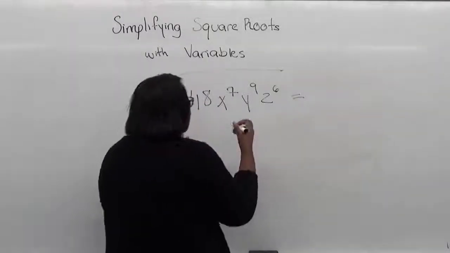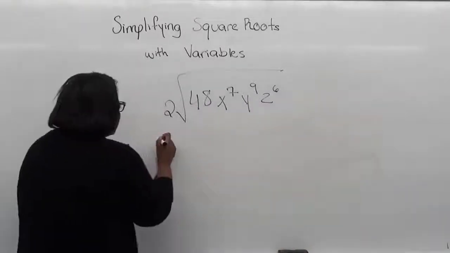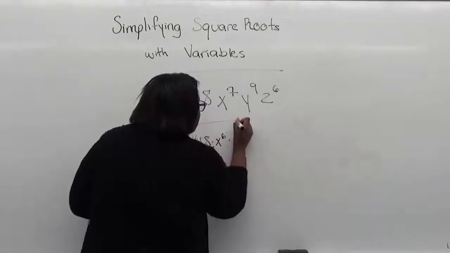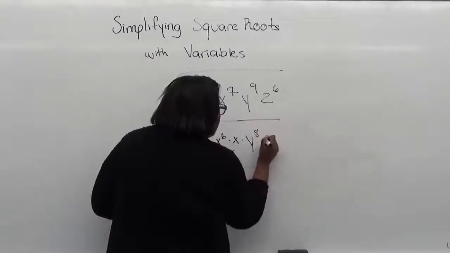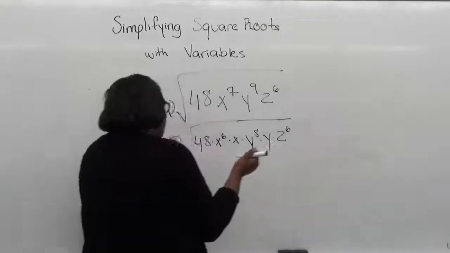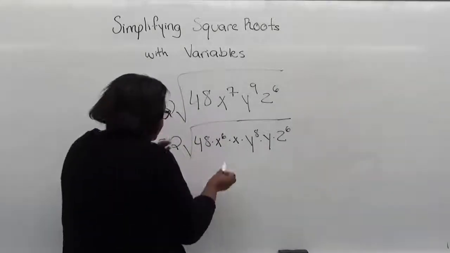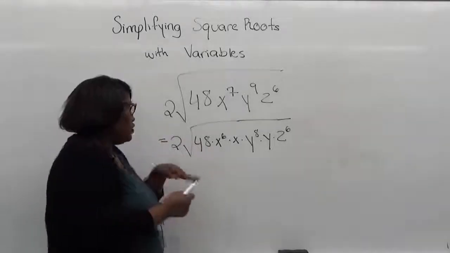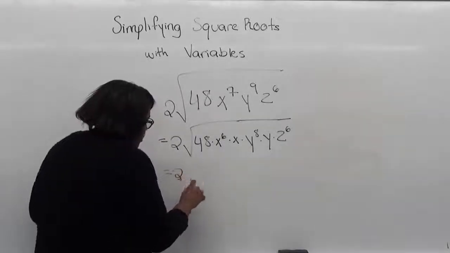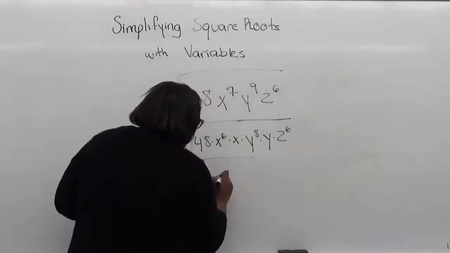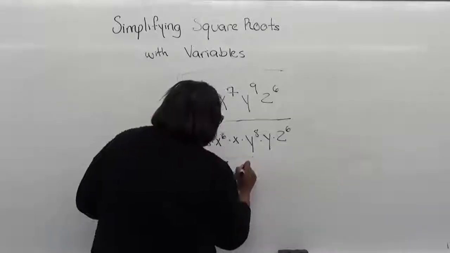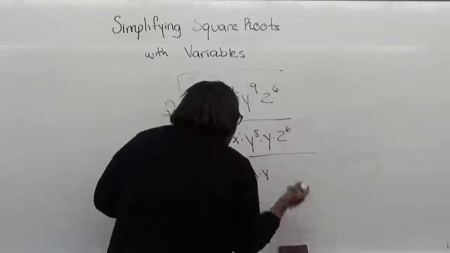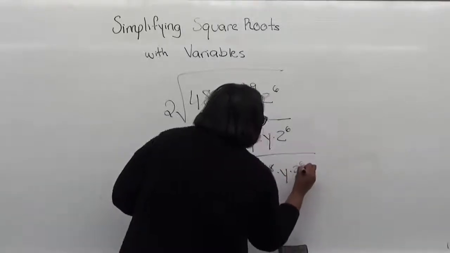So we're going to rewrite this entire expression as 2 times the square root of 48 times x to the 6th times x times y to the 8 times y times z to the 6th. Again, now take the square root of each term. 48 is not a perfect square, but we know that a factor of 48 is, so we can rewrite 48 in terms of that factor. So we can have 2 times the square root of 16 times 3 x to the 6th times x times y to the 8th times y times z to the 6th.